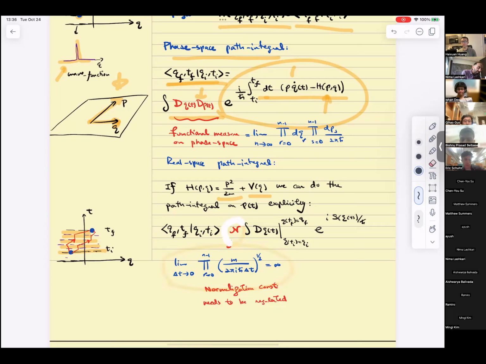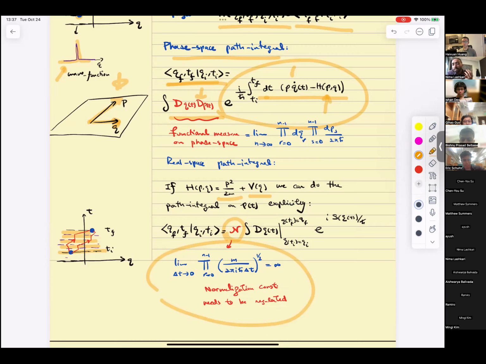We said that there's a divergent quantity that sits here, right? That's a normalization. It needs to be regulated, and this is just intrinsically there. There are always such things. So a mathematician might say that the path integral is ill-defined. That's because they're referring to this thing.